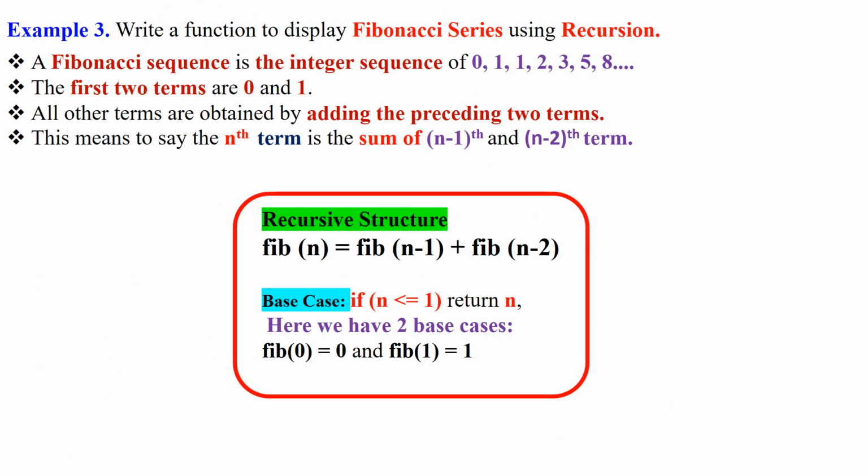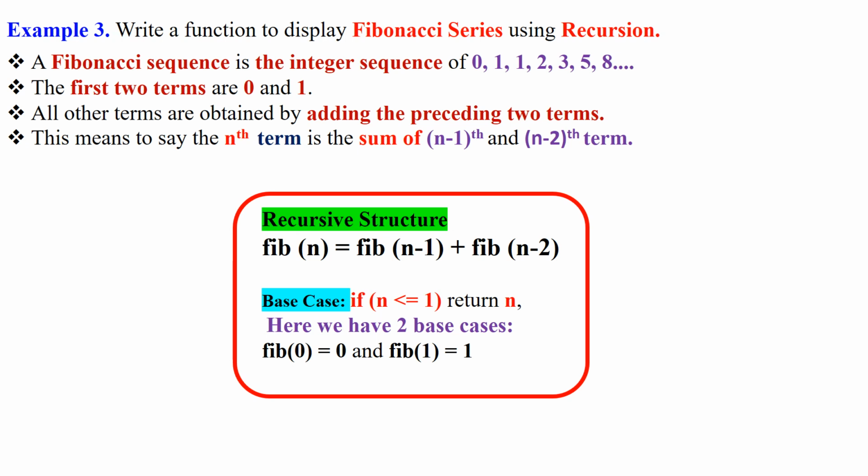Example 3. Write a function to display Fibonacci series using recursion. A Fibonacci sequence is the integer sequence of 0, 1, 1, 2, 3, 5, 8 and so on. The first two terms are 0 and 1. All other terms are obtained by adding the preceding two terms. This means to say the nth term is the sum of the n-1th and n-2th term.